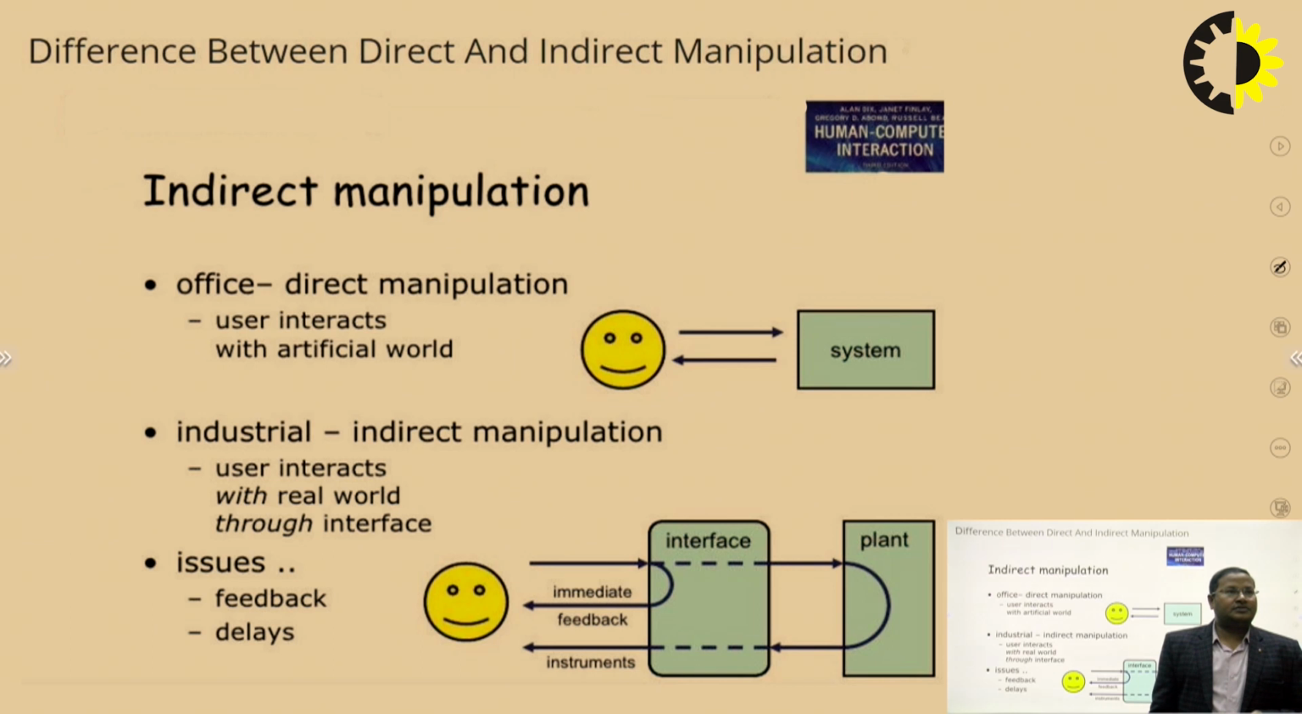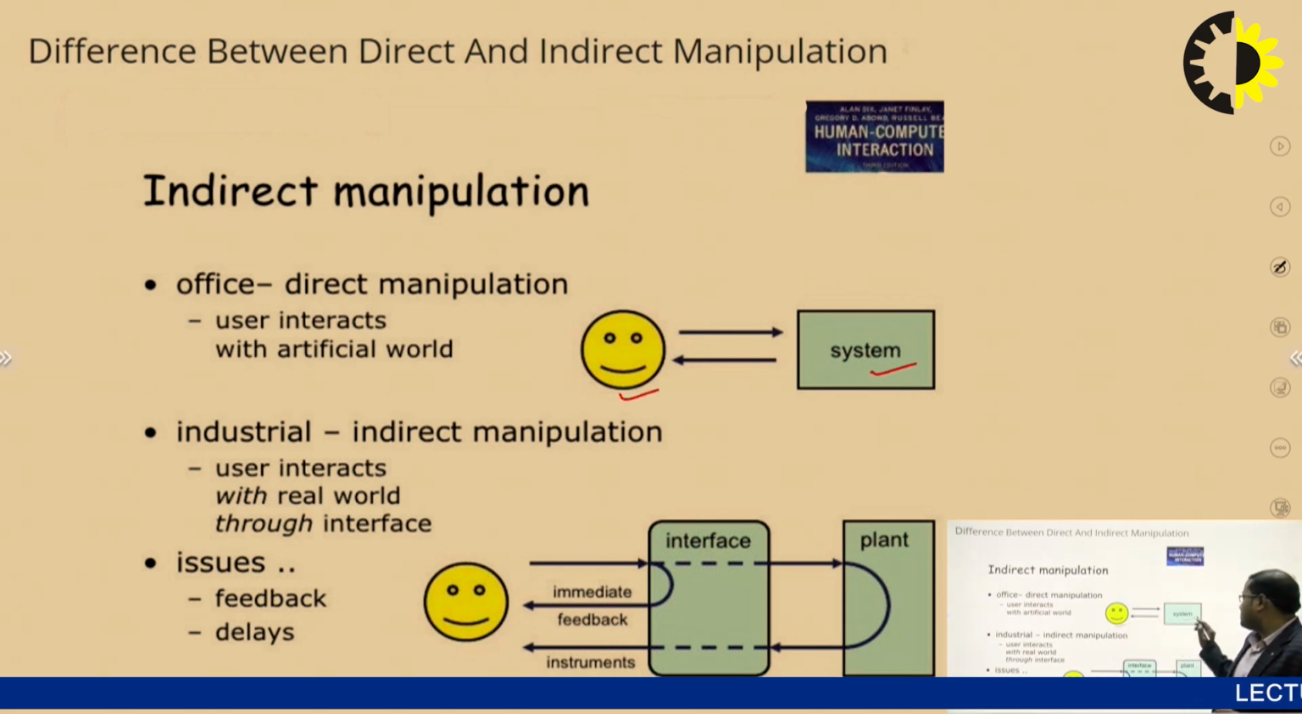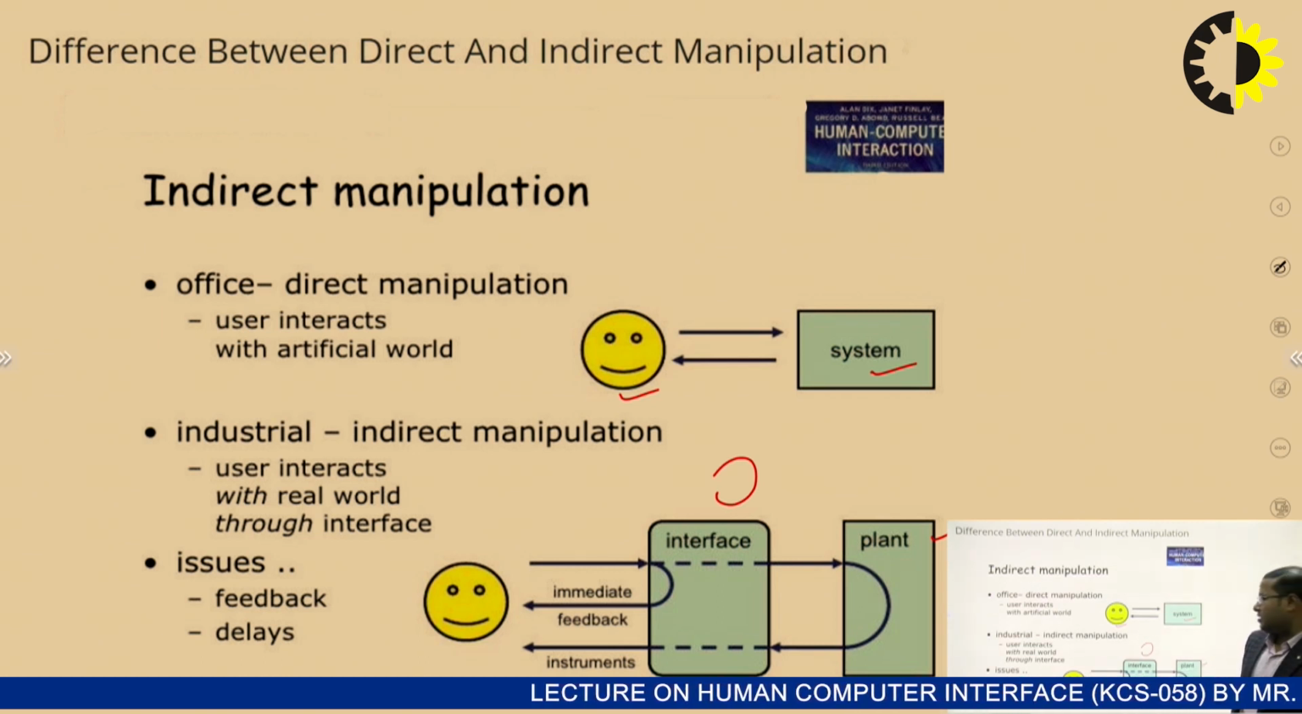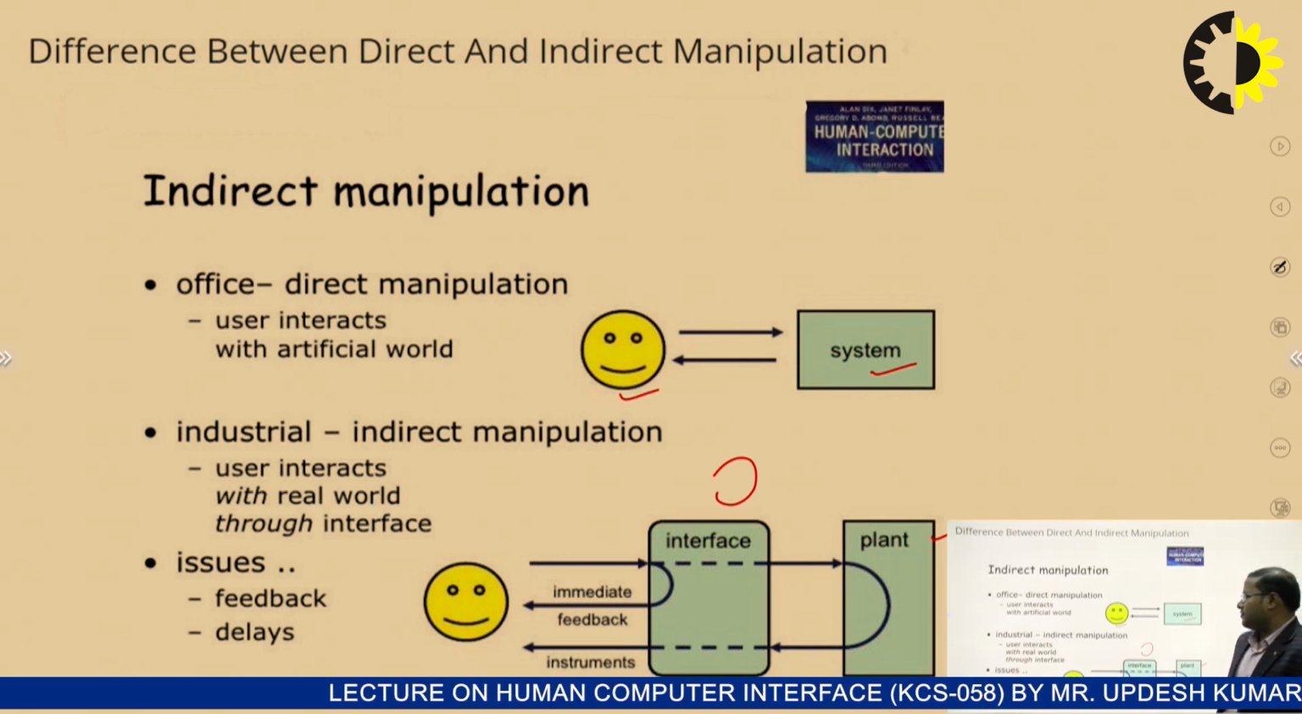Now, what are the differences between direct and indirect manipulation? It is very important to understand. In direct manipulation, the user directly contacts the system without any mediator. But in case of indirect manipulation, the user interacts with the real world through an interface. An interface is between the user and the system. So feedback cannot be obtained directly. It is obtained by using the intermediate, that is called the interface.